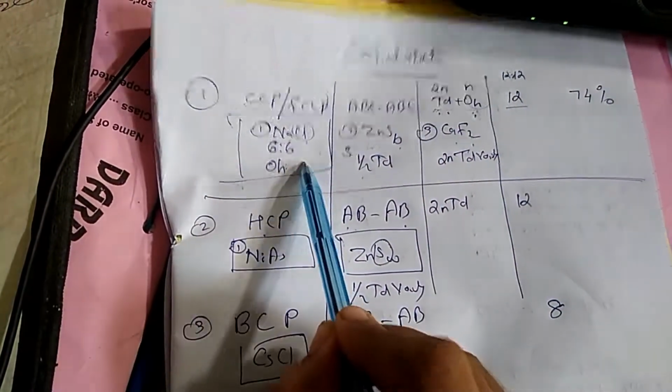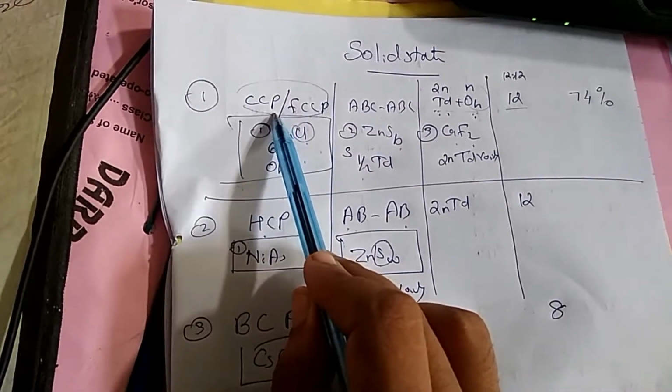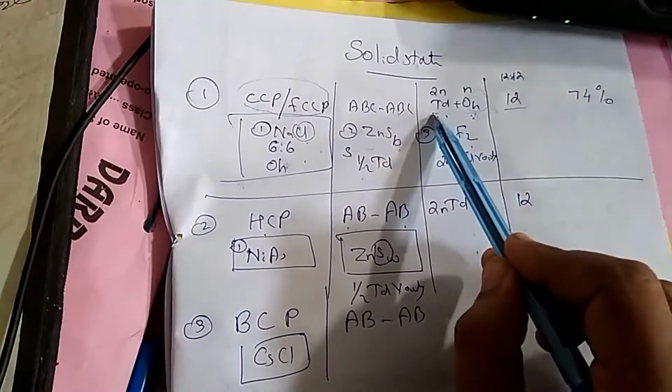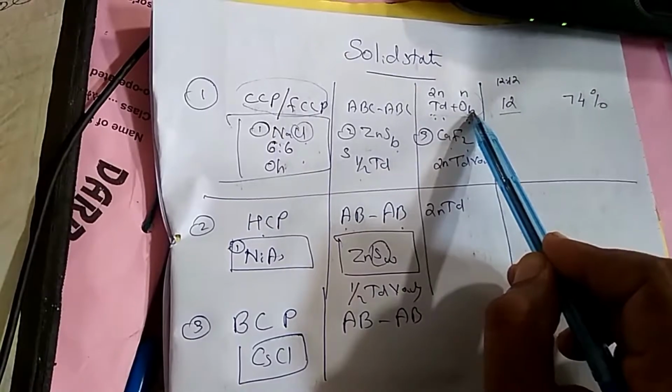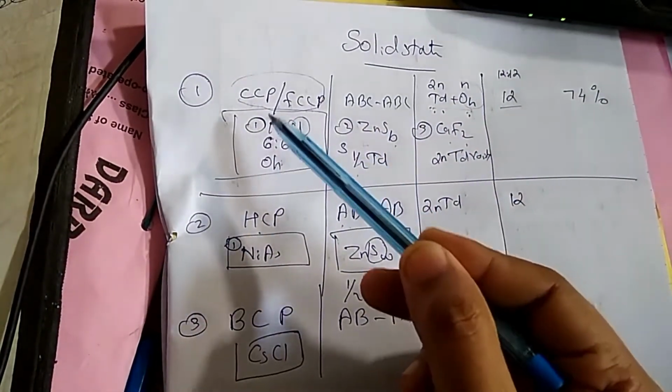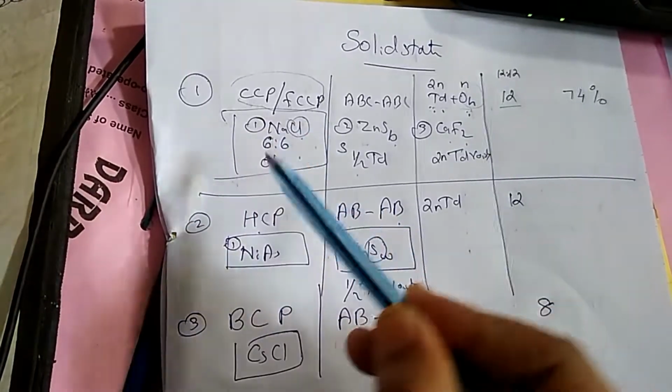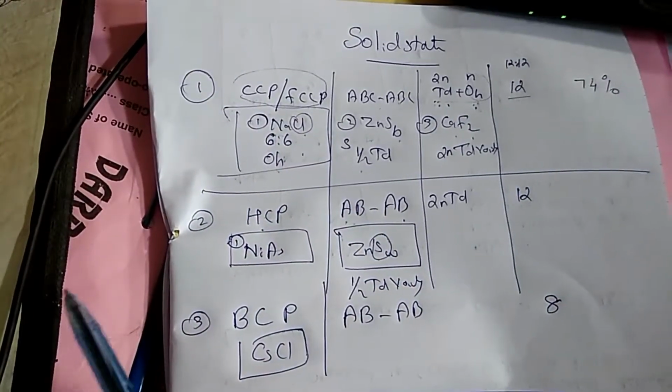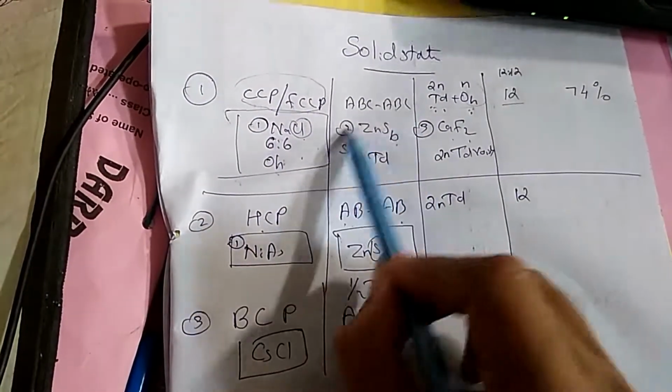In sodium chloride, chlorine is in the cubic close packing arrangement, so it will have 2 tetrahedral voids and n octahedral voids. Coordination number is 6:6. The cations, meaning sodium ions, will be occupying the octahedral voids. And the next one is the zinc sulfide blende form.